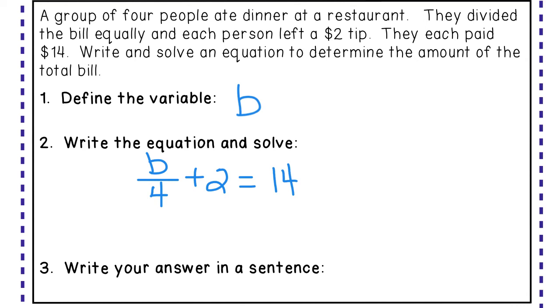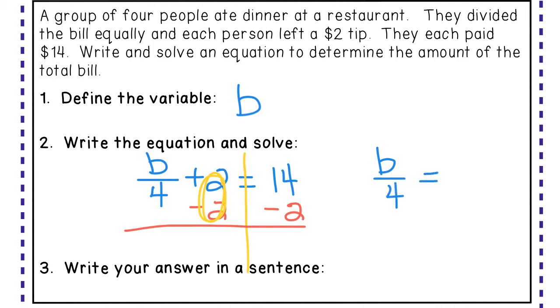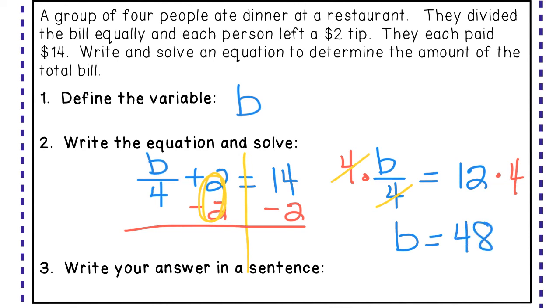First thing is to get rid of the plus 2. We're going to do that by subtracting 2 from each side. Plus 2 and minus 2 zero out. That leaves me with B over 4 is equal to 12. Now, I'm going to use multiplication to undo the divide by 4. The 4's factor out, and that leaves me with B equals 48. So my sentence for my answer could be, the total bill was $48.